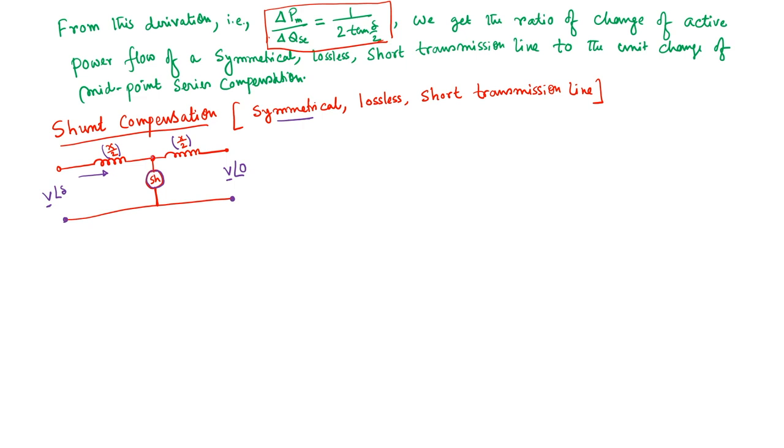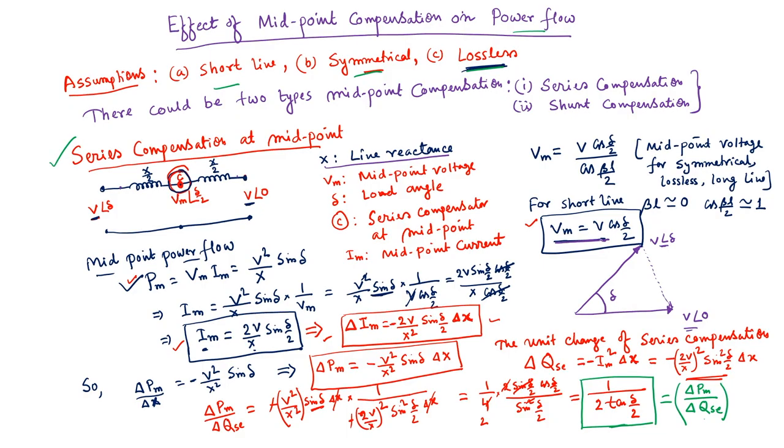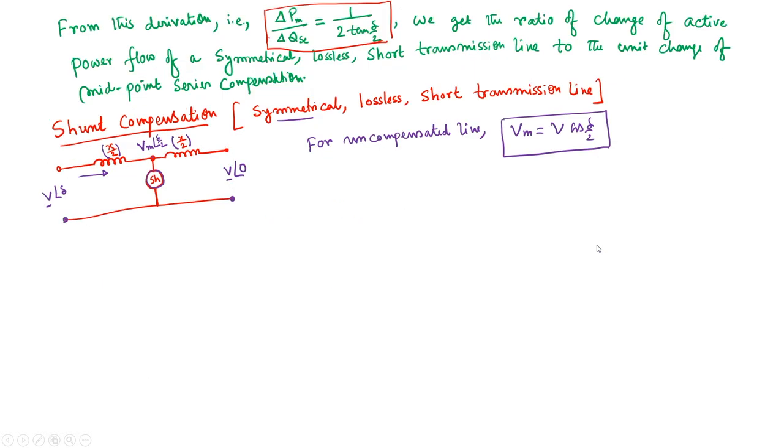Okay. Now, the voltage at this point is Vm at an angle delta by 2, and as we know, for an uncompensated line, the expression of Vm is equal to V cos delta by 2. That is what we also obtained in the last slide, that is this. We simply copied this thing.